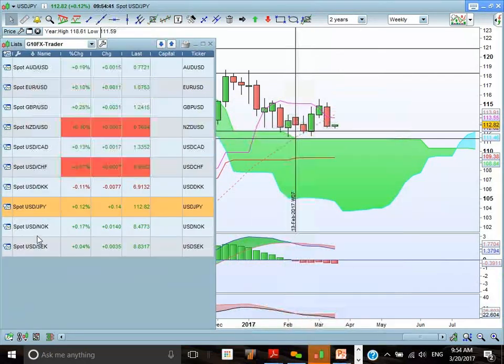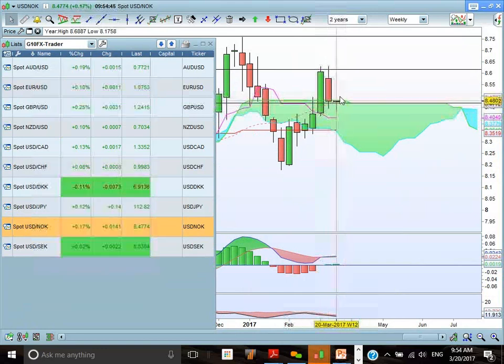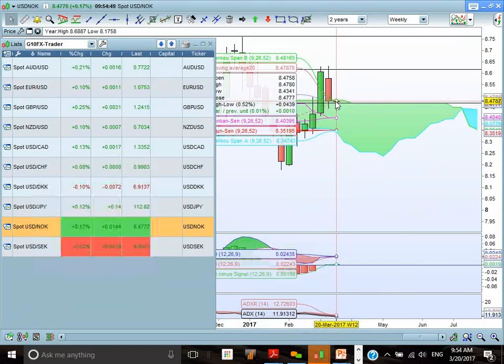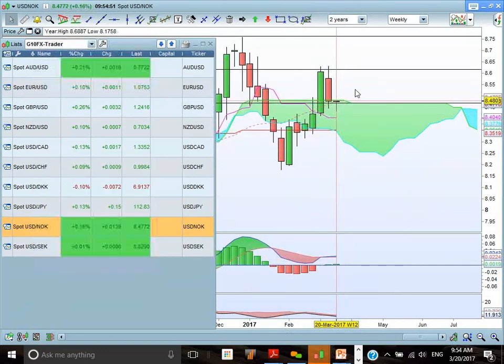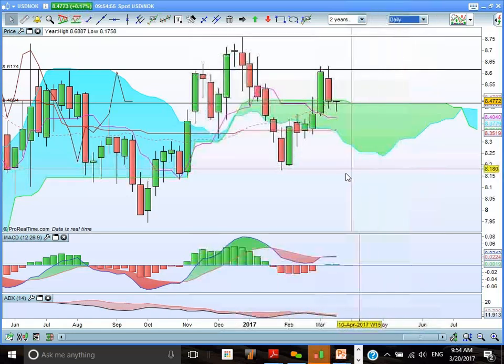Okay, US dollar Norwegian krone. Very, very critical level, trying to find support at the top end of the cloud here. Weekly cloud, that's a significant level to watch. Resistance is so far holding up. Will be interesting to see if it's going to be able to break past this level this current week.